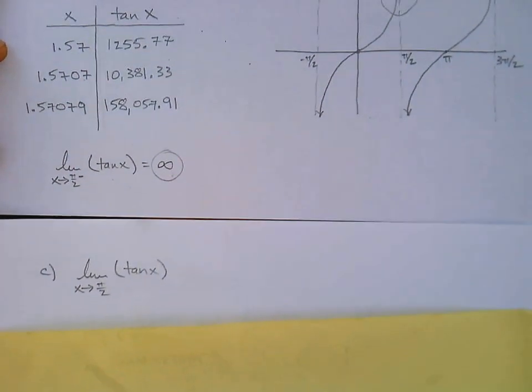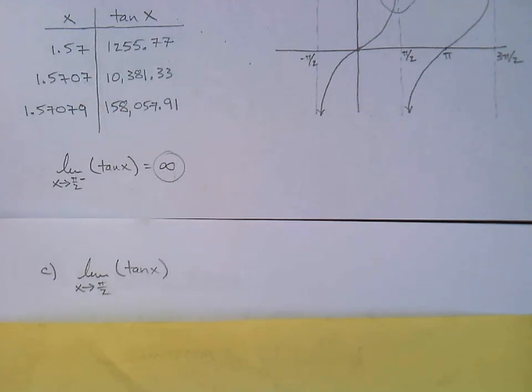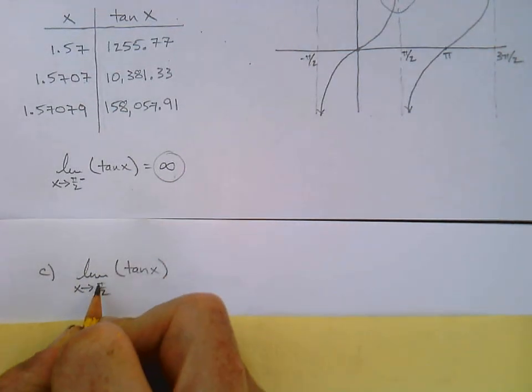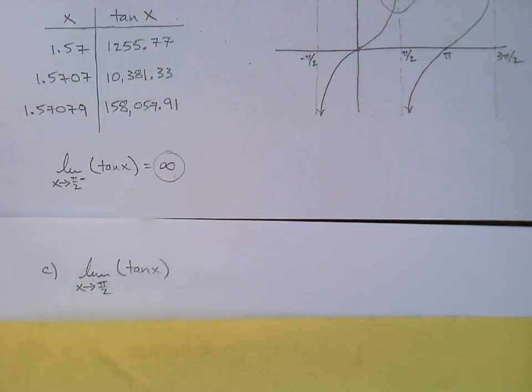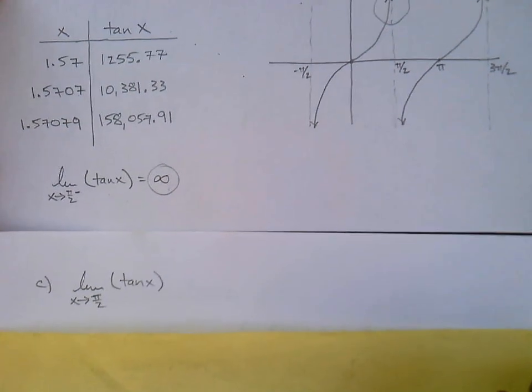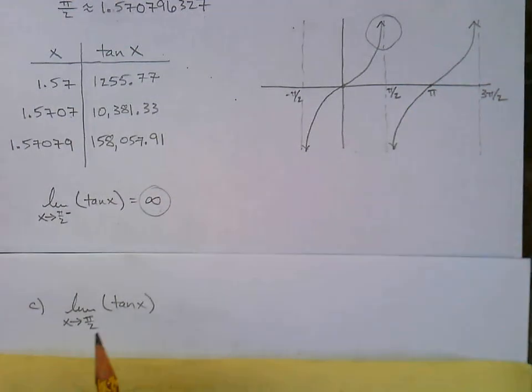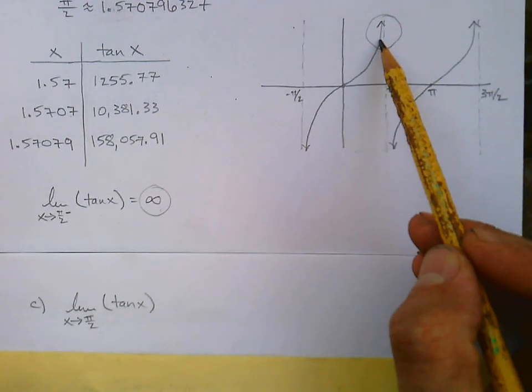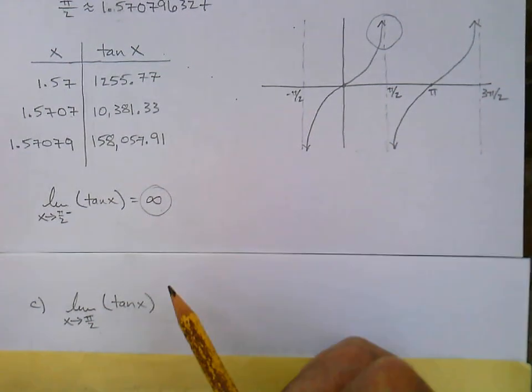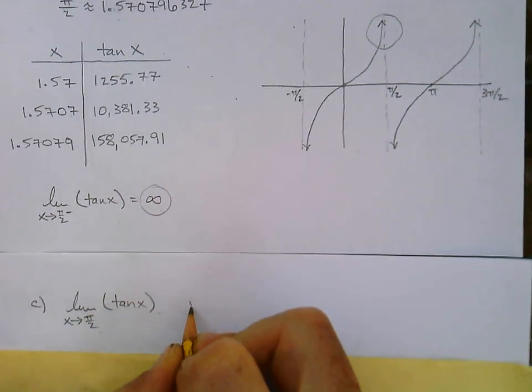Part C, what if we looked at just the limit for tangent x as x approaches pi over 2? Not from the left or the right side, just approaches pi over 2. What is the answer there? You think, oh, back here, okay, there's pi over 2. Well, this is a two-sided limit, right? So the left side and the right side have to agree. Well, the left side is going to infinity, the right side is going to negative infinity. So the answer to this is does not exist.